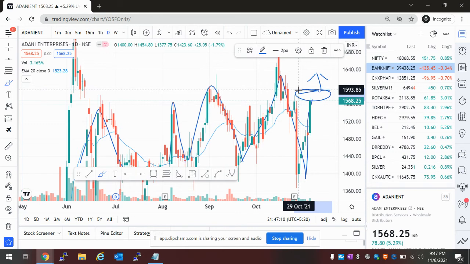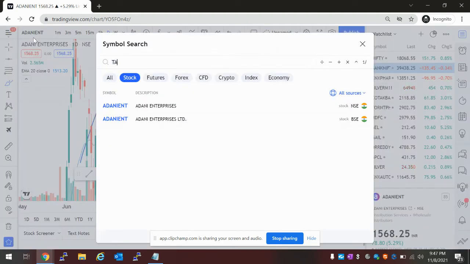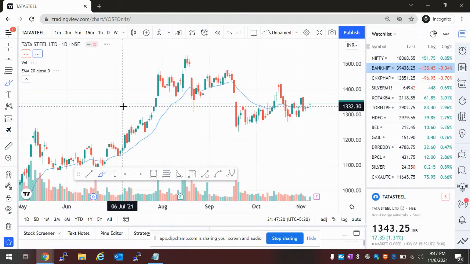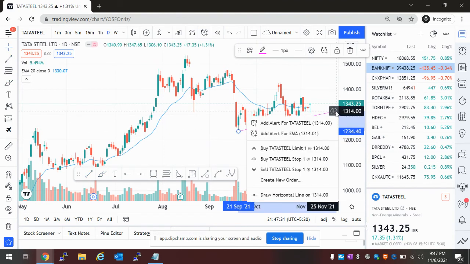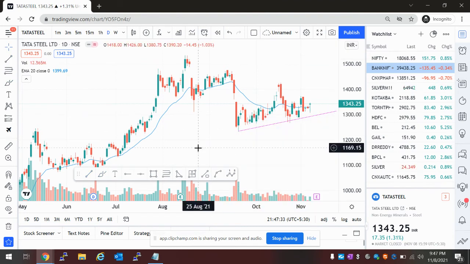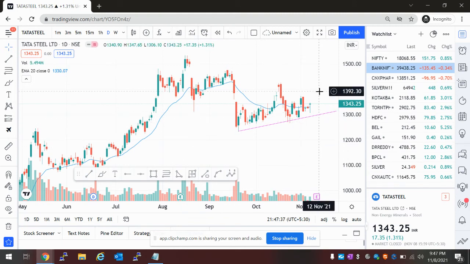And the last one you need to watch out for tomorrow is Tata Steel. Again, Tata Steel, what is going on here? See, one of the things is this trend line. If you are long on Tata Steel and have a position, keep this trend line as the stop loss.